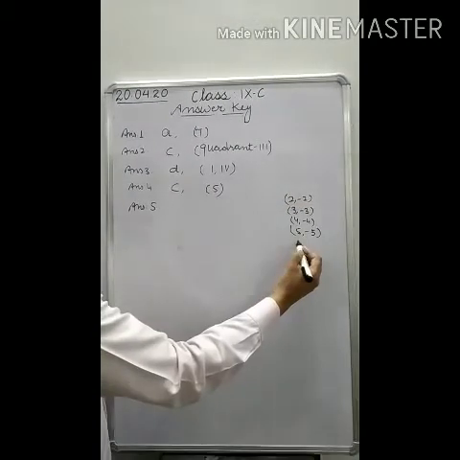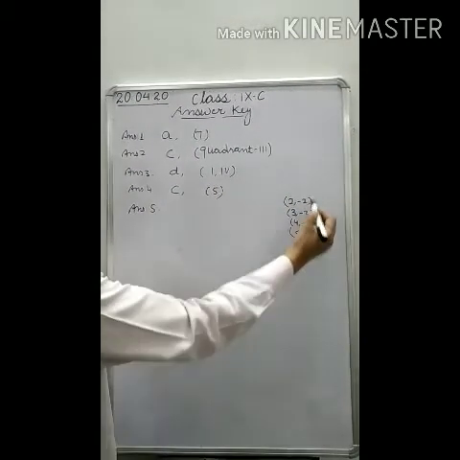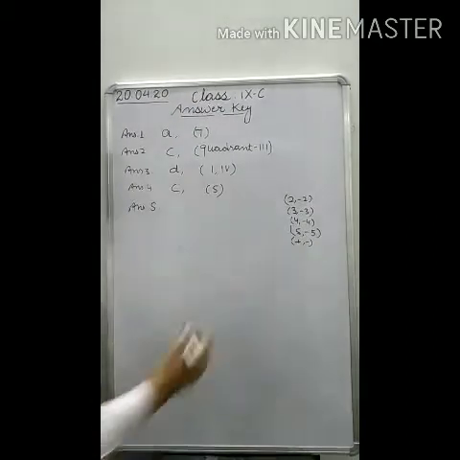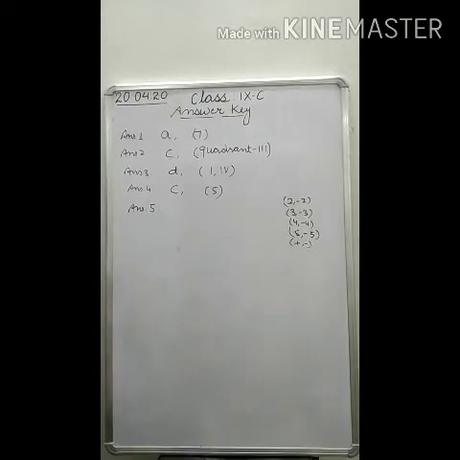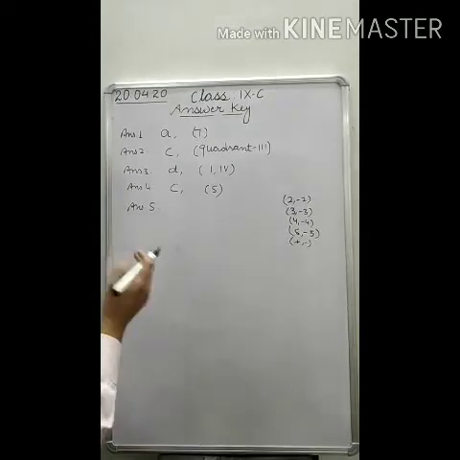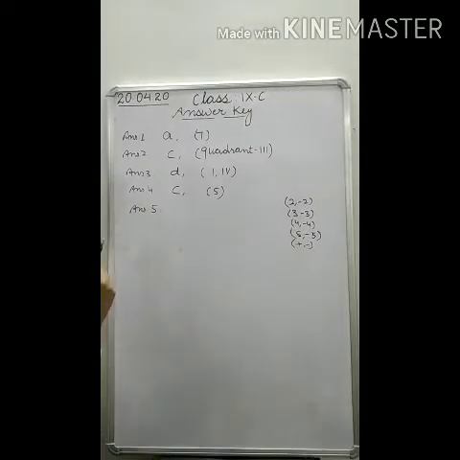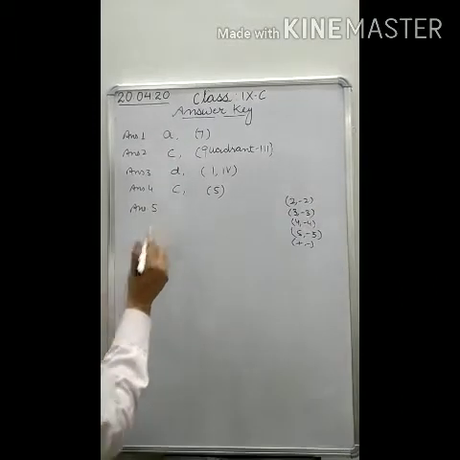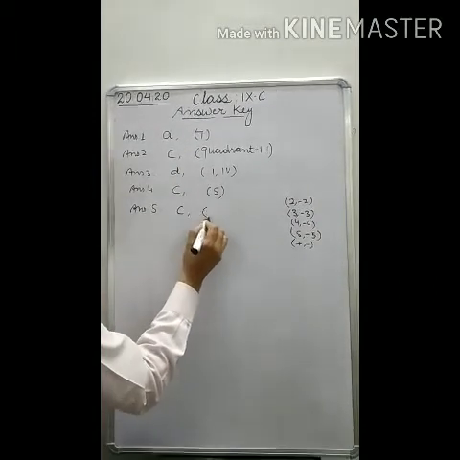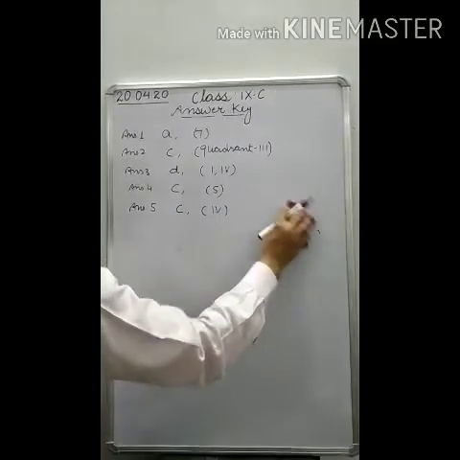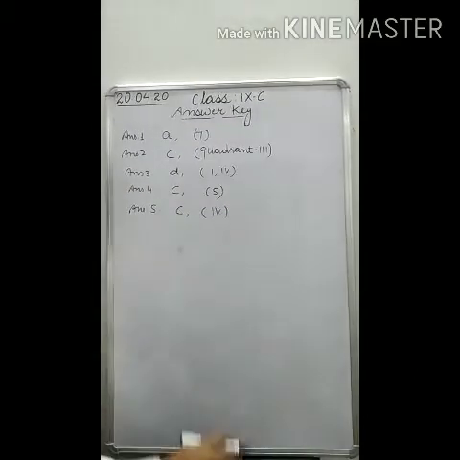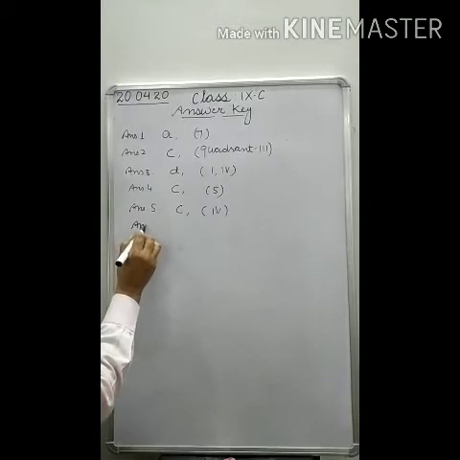Here everywhere the x-coordinate is positive and the y-coordinate is negative. So with x positive and y negative, such points always lie in the fourth quadrant. So your right option will be C, and the answer will be fourth quadrant. So this is the answer to question number 5. Now come to the next question.